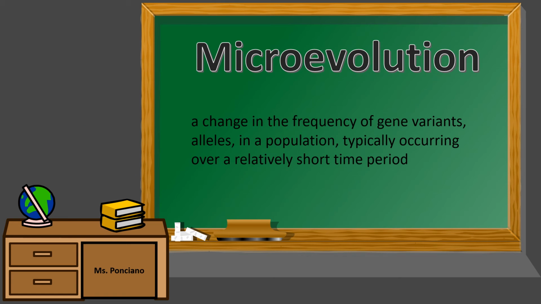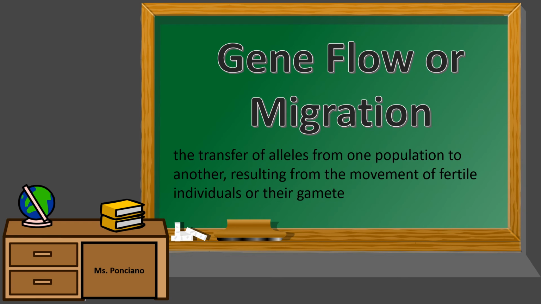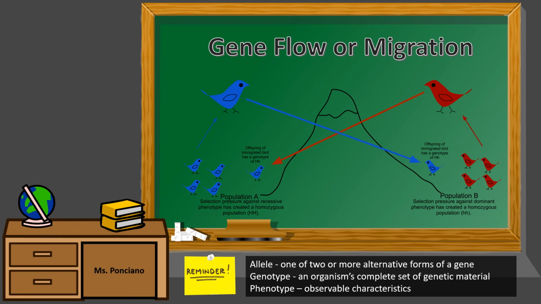Microevolution means a change in the frequency of gene variants, or alleles, in a population, typically occurring over a relatively short period of time. Gene flow or migration means the transfer of alleles from one population to another, resulting from the movement of fertile individuals or their gametes. For a better understanding of gene flow or migration, let us have this example.